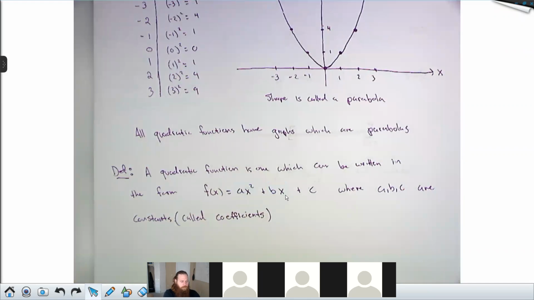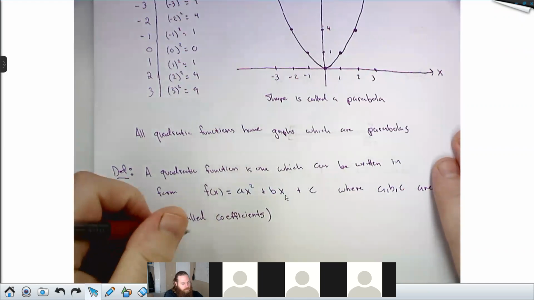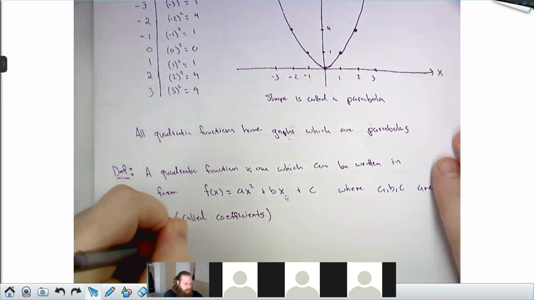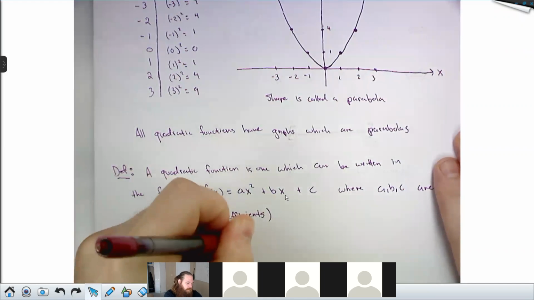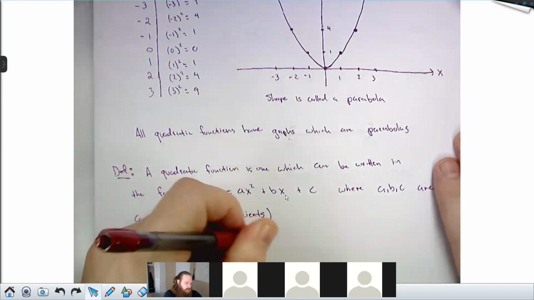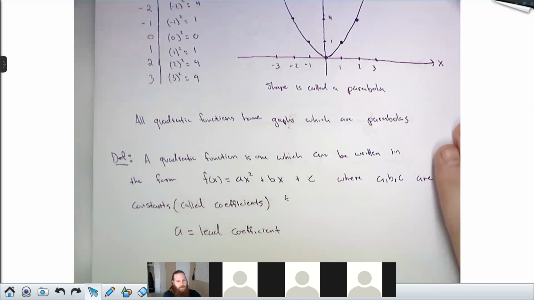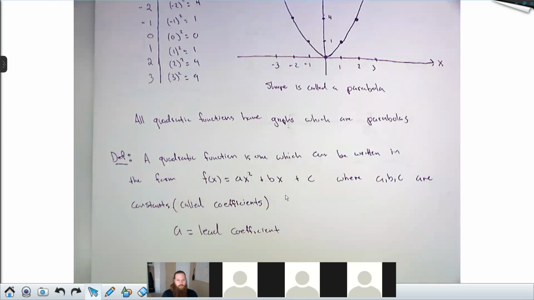Another name for the number a is the lead coefficient. a is often called the lead coefficient. Later, when we talk about polynomials in greater generality, the lead coefficient is the coefficient of the largest power of x. But here in the setting of a quadratic, the largest power of x is always 2. So this number a is called the lead coefficient.